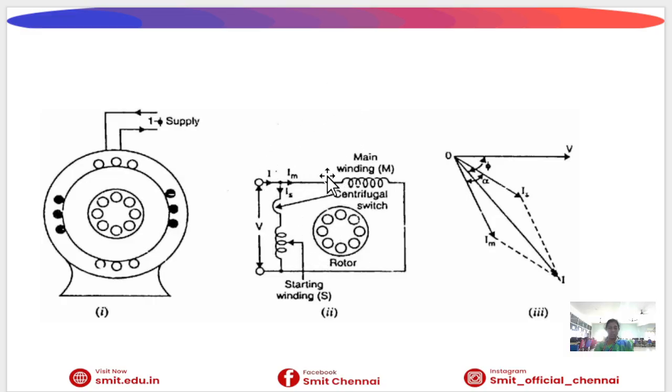What is the centrifugal switch? It is connected in series with the starting winding, and it opens automatically when the speed increases and disconnects the starting winding. So there is no magnetic field from the starting winding. So the motor runs only on the main winding.